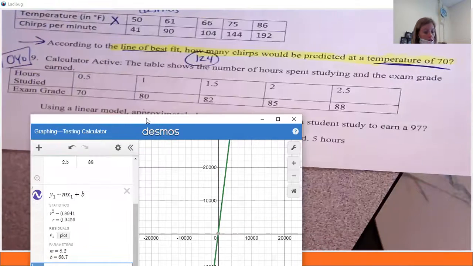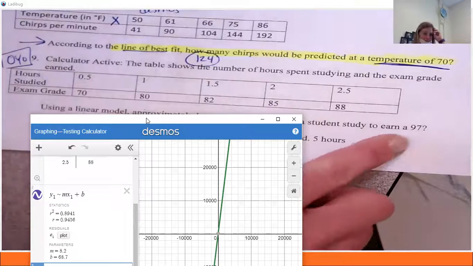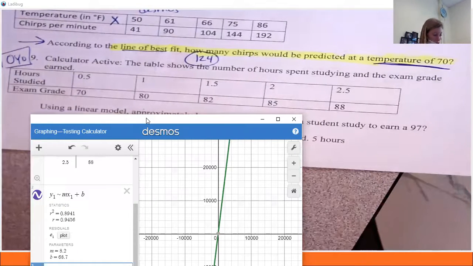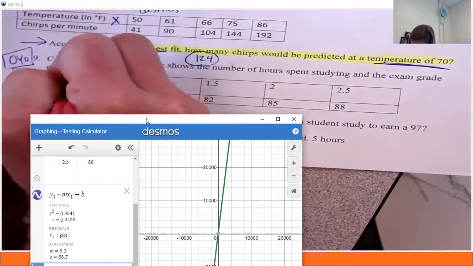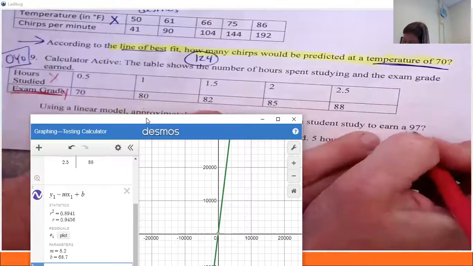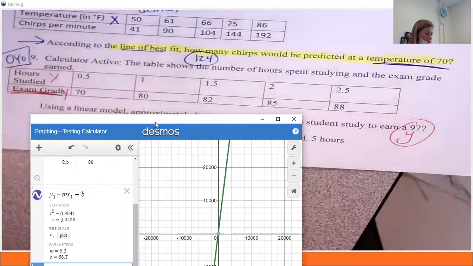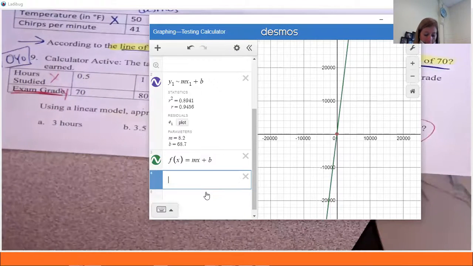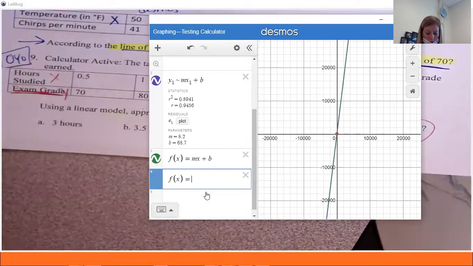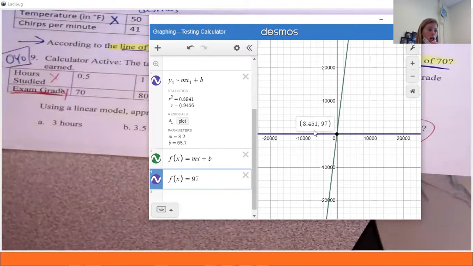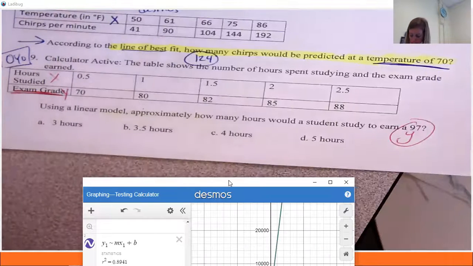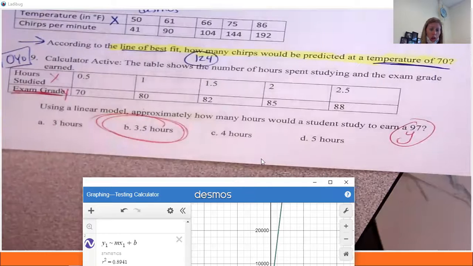And then, let me have Isaac, is 97 an X value or a Y value? It's a Y because it's an exam grade. So it is a Y value. So if it's a Y value, you type in F of X equals 97. Only X values go in the parentheses. Then I'm going to click where they cross. 3.45 rounds to 3.5, which is B for that one. Questions? Okay. All right.